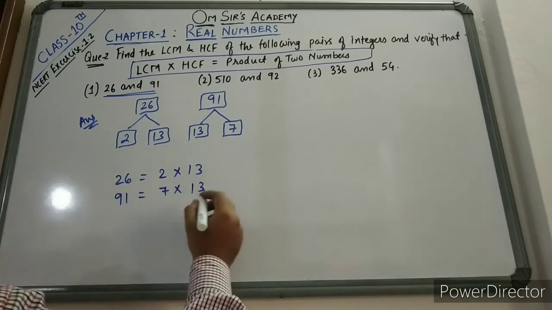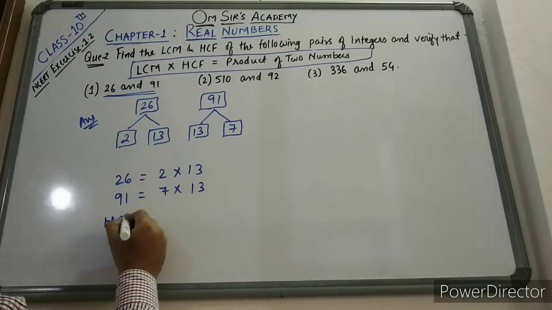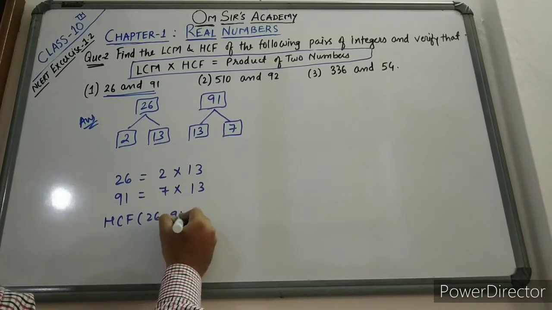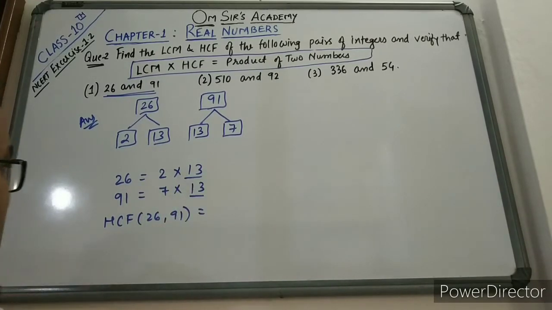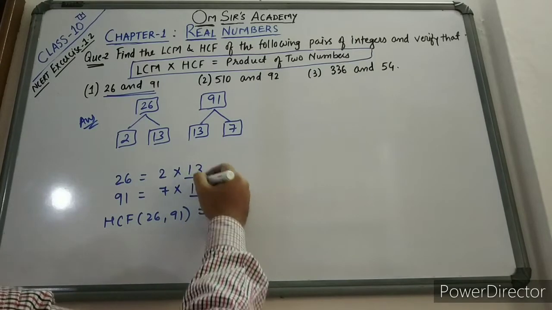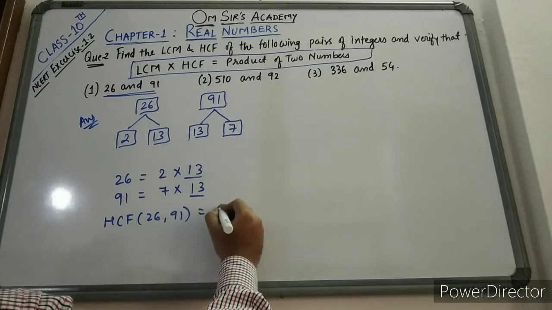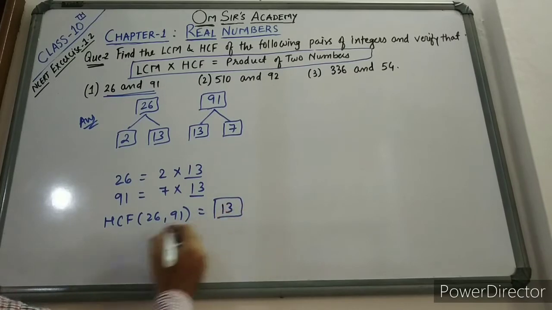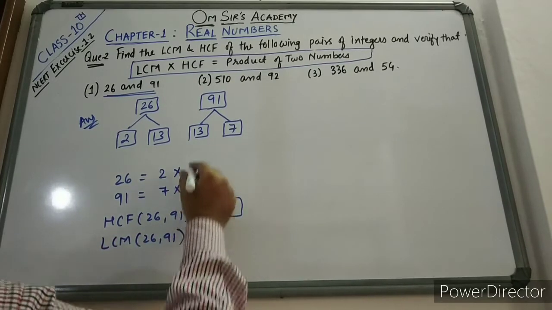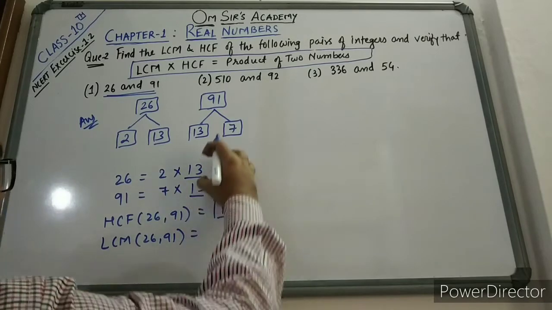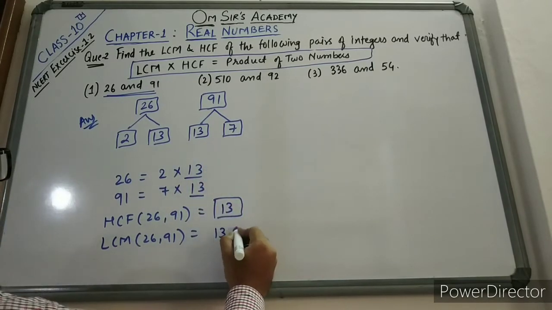So here, friends, what is my HCF? HCF of 26 and 91 is the common factor with the least power. So which is the common factor? 13, and there is only a single power 1. So HCF is what? 13. And LCM of these two numbers is the common factor with the greatest power. So here there will be 13 only.